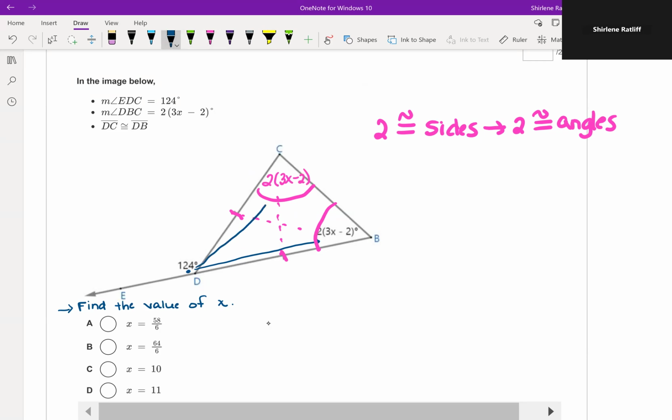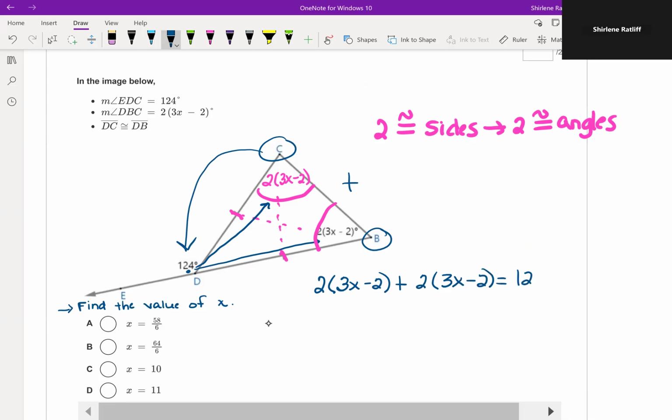All right, let me put this back in here. Miss Odell's sitting on her sofa. She can cuddle on things that are on the opposite sides of the room using her remote. And that tells us that these two angles out here add up to equal the angle where Miss Odell is sitting on her sofa. So we have 2 times the quantity 3x minus 2 plus another 2 times the quantity 3x minus 2 equals 124.